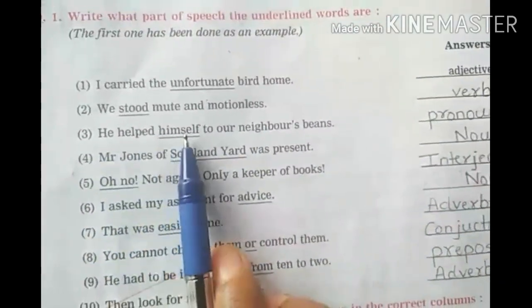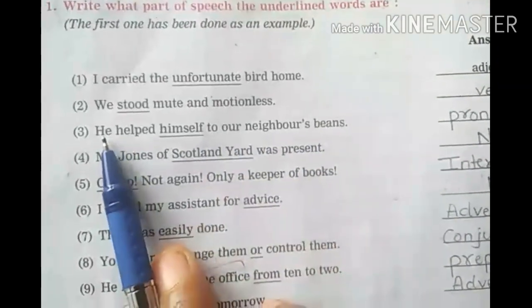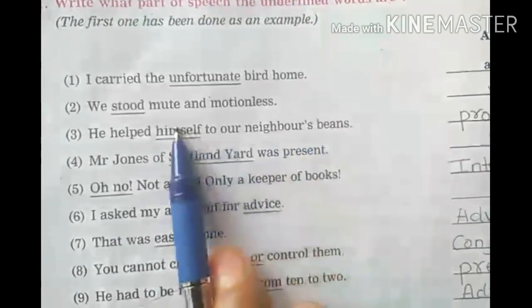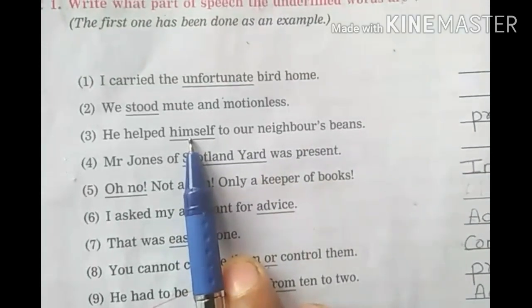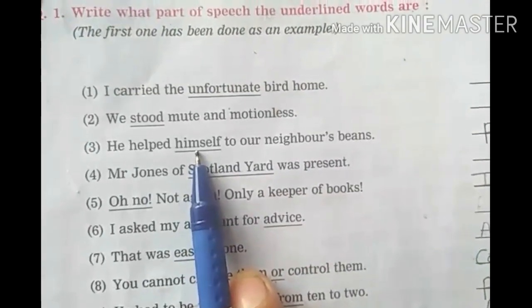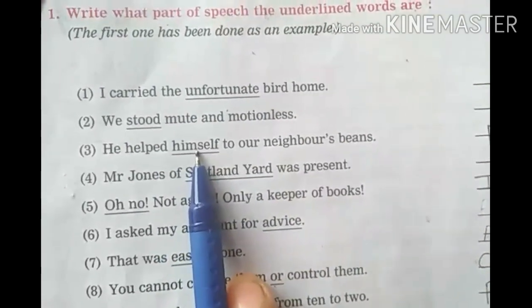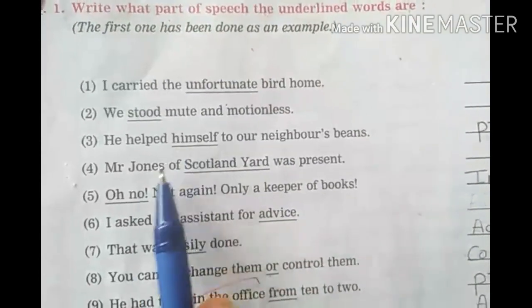Next, he helped himself to our neighbor's beans. Can you see here? He helped himself to our neighbor's beans. Now here himself is underlined. I think you all know why and when and where himself is used. Yes, it is a pronoun and it is used in the place of a noun. To avoid the repetition of the noun, we are using himself.